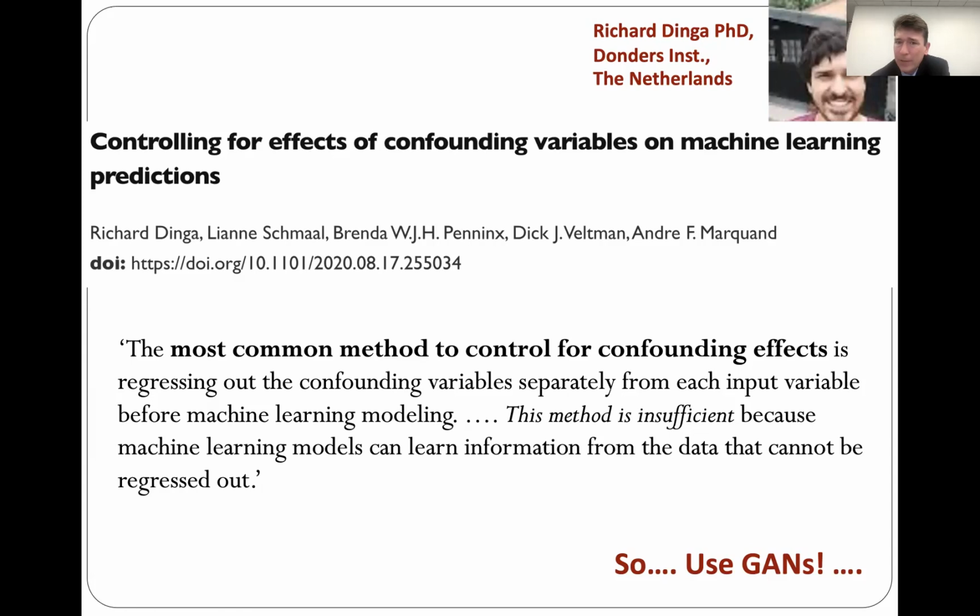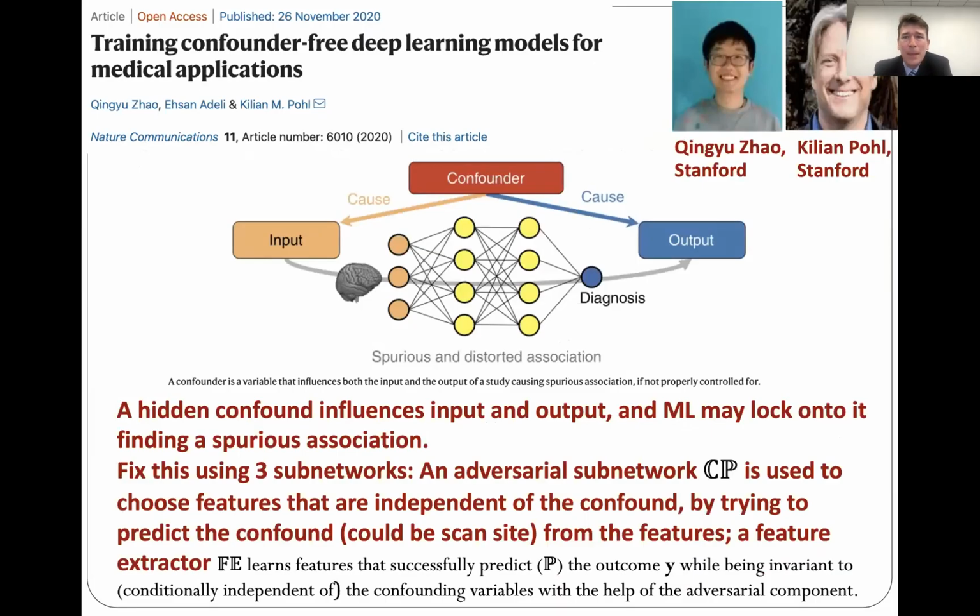So one more advanced way of dealing with this is to use GANs, or generative adversarial networks. This really nice paper by Kilian Paul and Qingju Zhao at Stanford says that if there's a confounder that affects both the input data and the diagnosis at a site, and we start to use machine learning to predict diagnosis from input data, we might end up learning a confound. It might be something particular about a site. And because that can be locked onto by a predictive algorithm, we need to eliminate this spurious association.